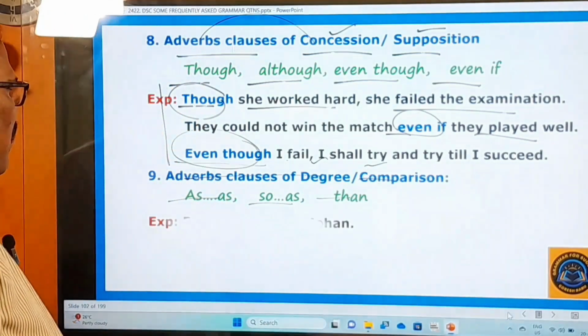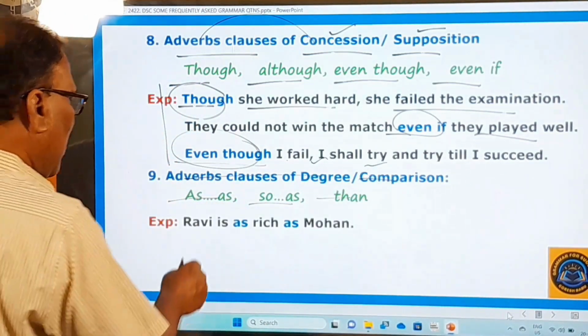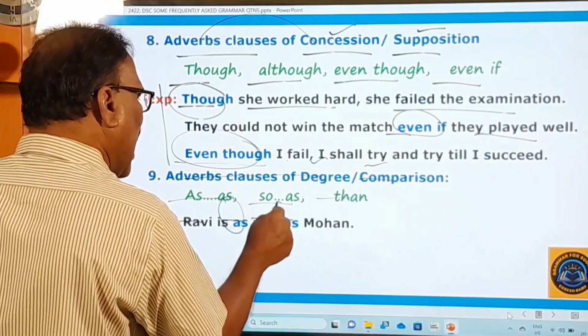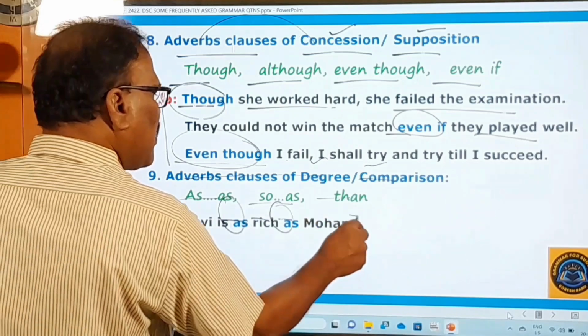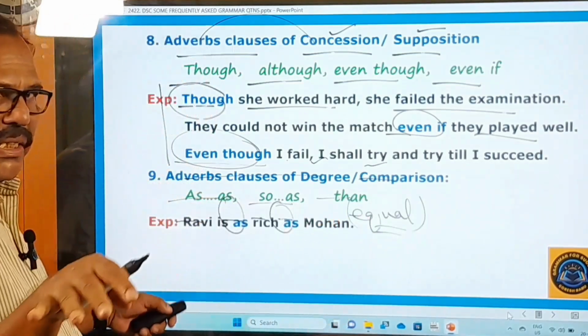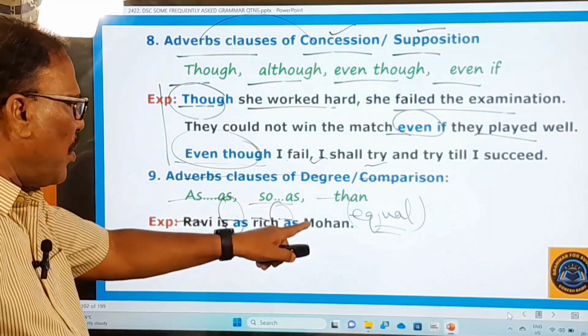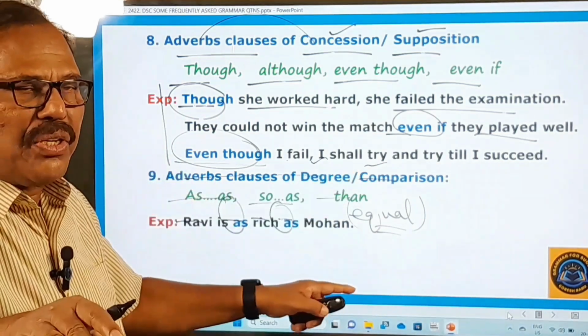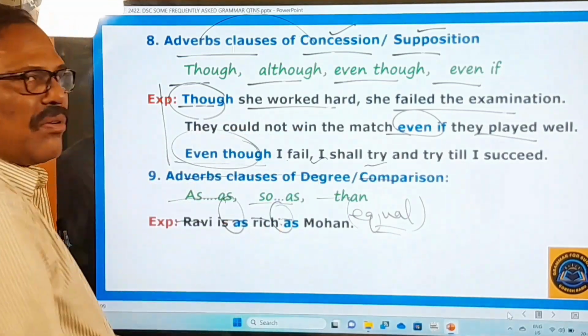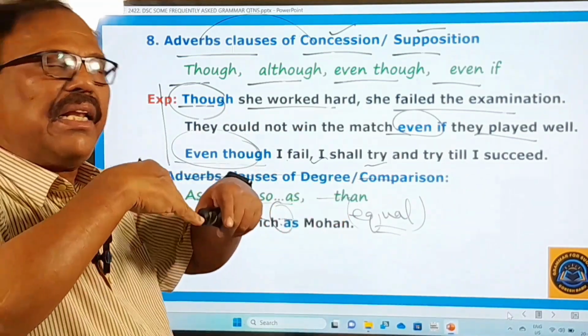So let me give you some examples to make you understand this. Ravi is as rich as Mohan. So as is given. As means this pattern is used to indicate equality. So that means Ravi and Mohan are equally rich. Whenever two persons are equally rich, we use as. Okay, equal in any capacity.